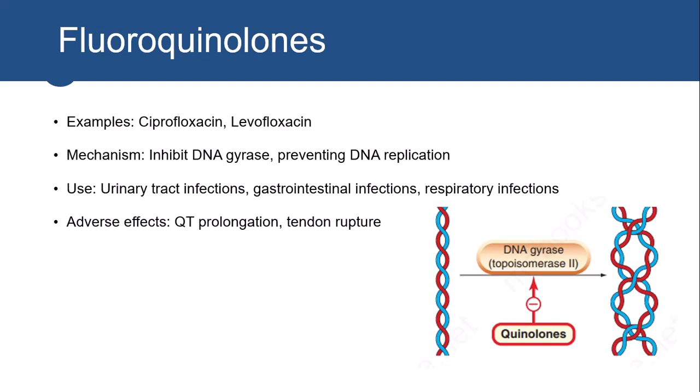Fluoroquinolones such as ciprofloxacin and levofloxacin inhibit DNA gyrase and topoisomerase IV, which are crucial for bacterial DNA replication. These antibiotics are especially effective against gram-negative organisms and are often used for urinary tract infections, gastrointestinal infections, and respiratory infections. However, fluoroquinolones have some significant side effects, including tendon rupture and QT prolongation, so they should be used with caution.